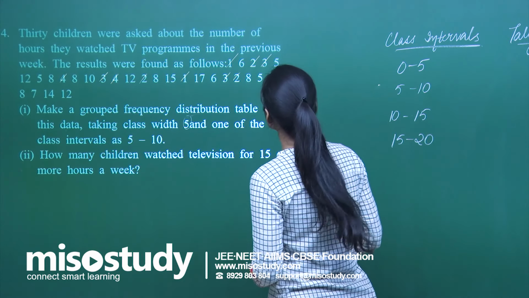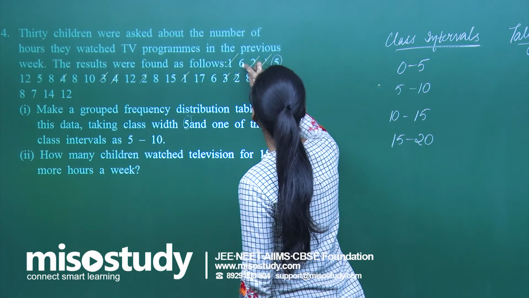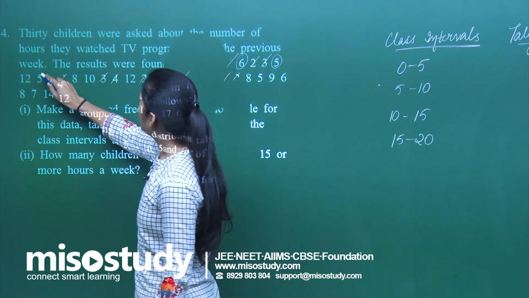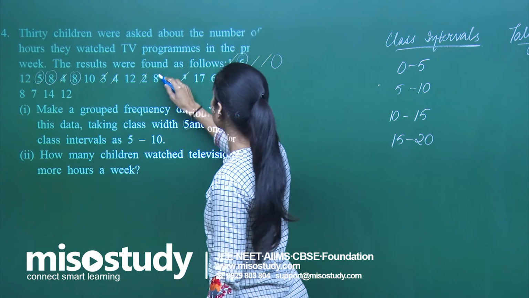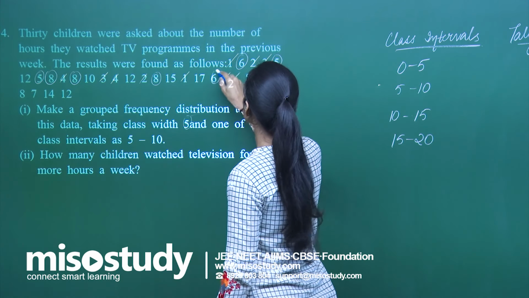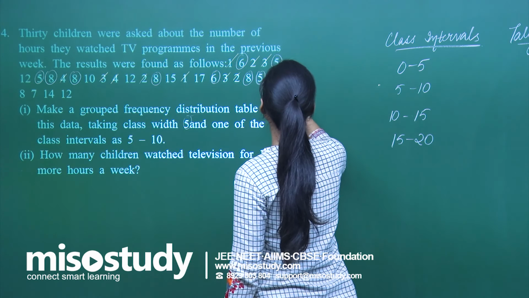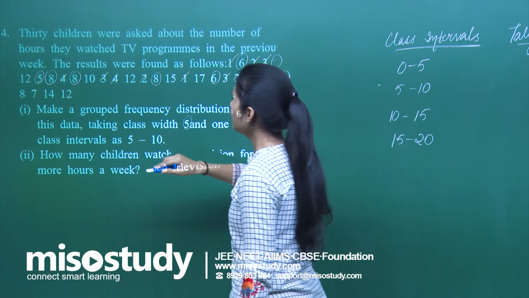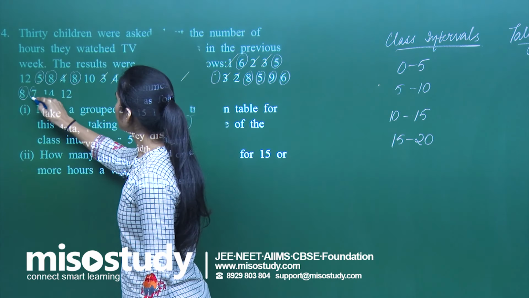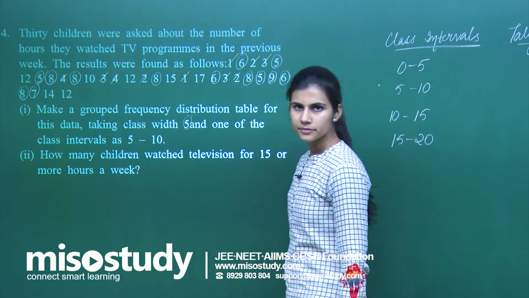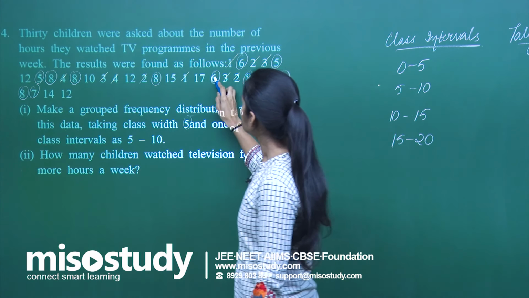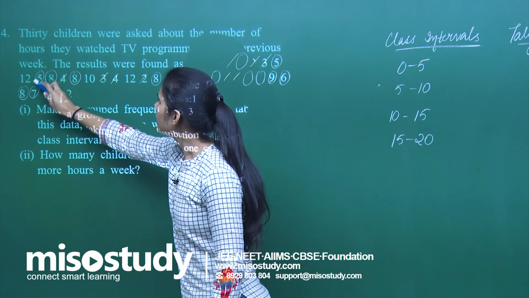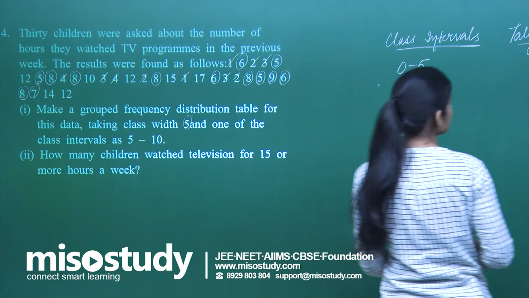Next we have 5 to 10. So 5 is there, 6 is there, 5 is there again, 8 is there, 8 is there, 10 you cannot include, then again 8 is there, 6 is there, 8 is there, 5 is there, 9 is there, 6 is there, then again 8 is there, 7 is there, that is it, right. So you have 1, 2, 3, up to 13. 13 is the frequency here.